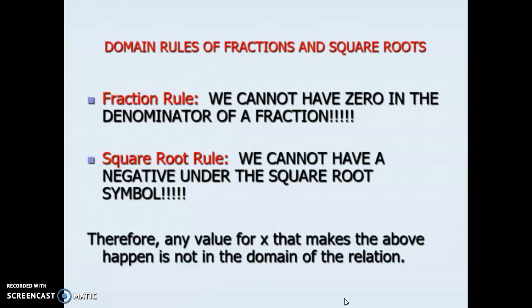For your square root rule, we can't take the square root of a negative. It gives us an imaginary number, which is not real. Therefore, it messes up my domain. I do not get a real answer there. So for my square root, whatever's inside that radical has to be greater than or equal to 0. So any x value that makes one of these not true, so if it gives me a 0 in the denominator, or it gives me a negative inside my square root, is not part of my domain.